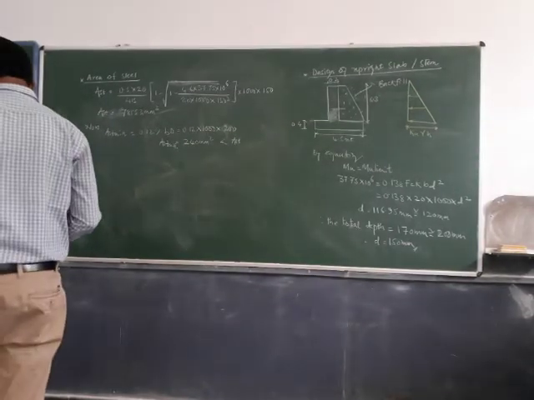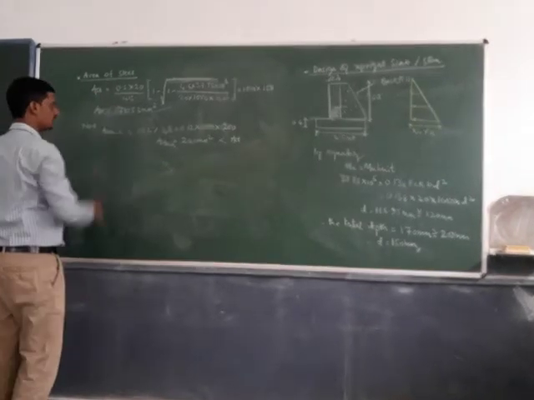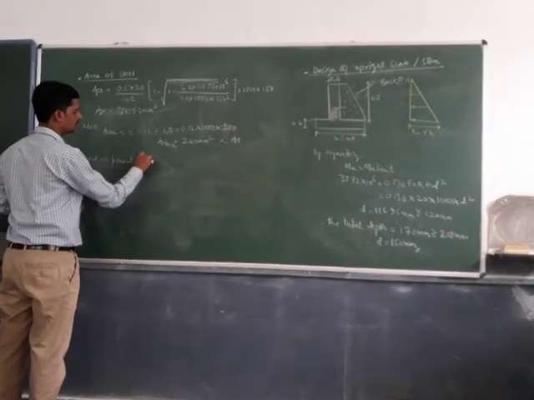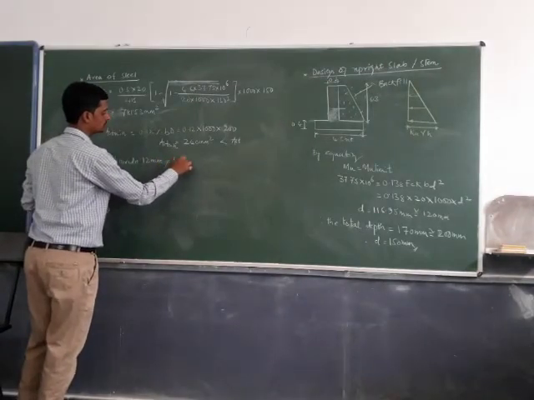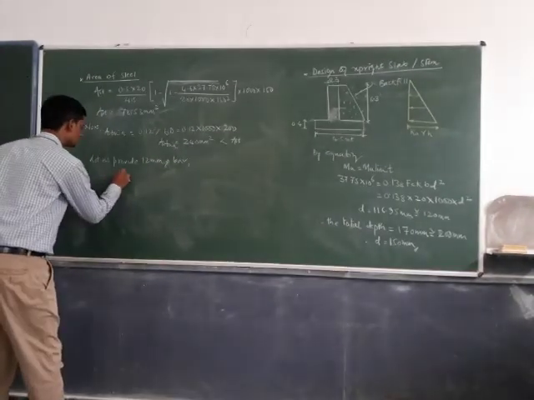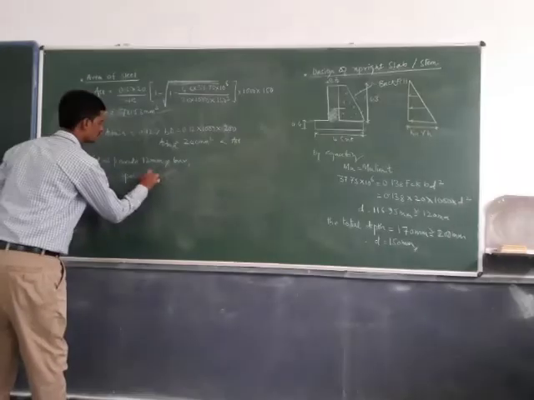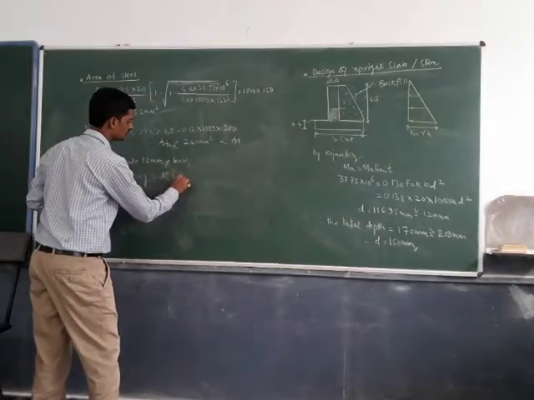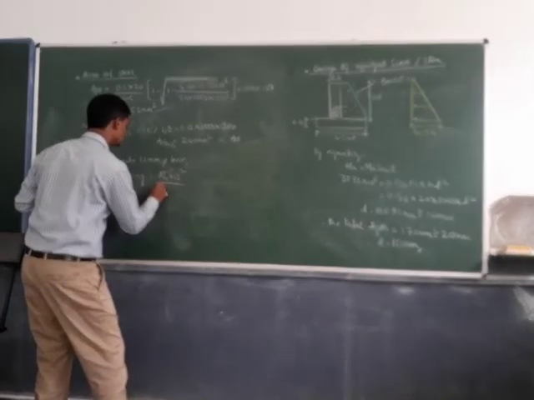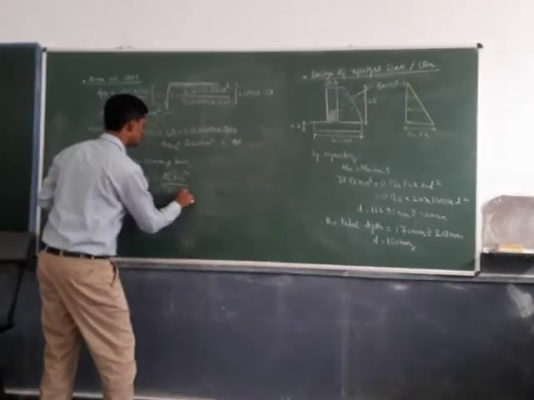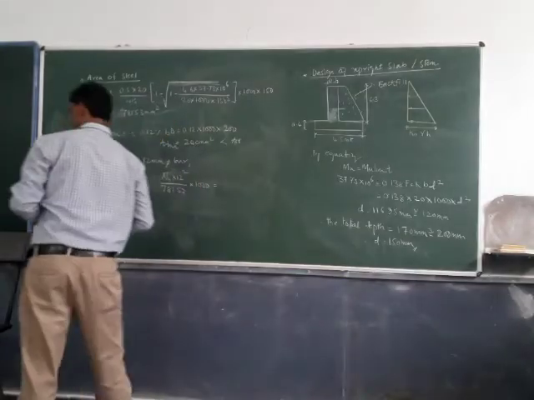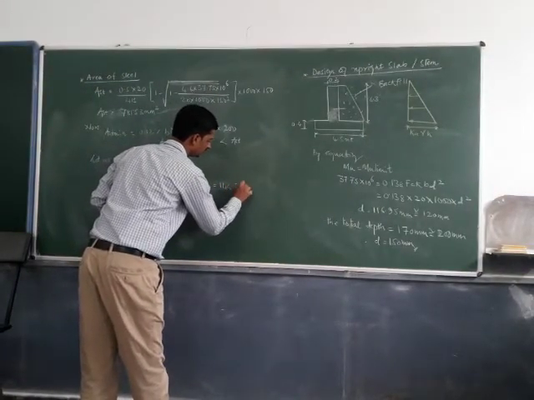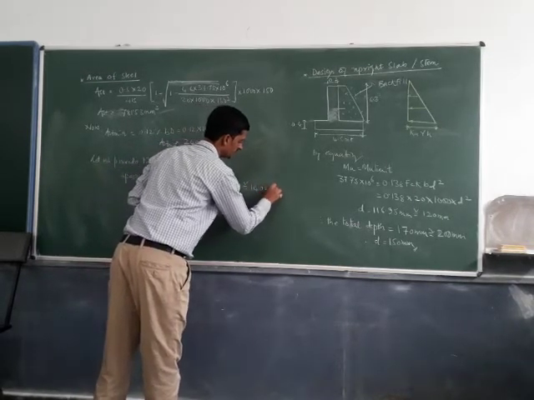Okay. So here again you have to find out the spacing, because you have to provide Ast. Spacing will be area of bar, that is pi by 4 into 12 square, divided by Ast, 781.53, into b is 1000. So we get this as 144.7. So let us provide 140 center to center.